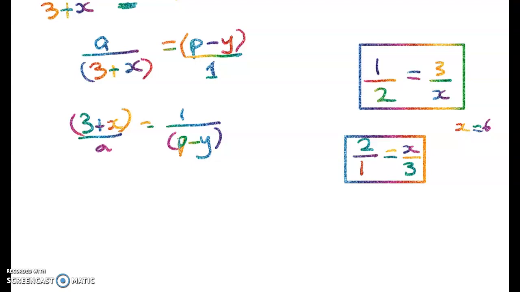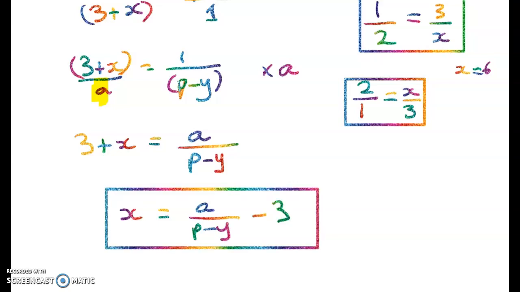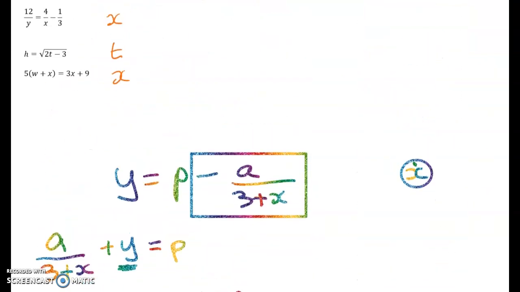Now I'm still trying to isolate the x, so I'm going to multiply both sides by a because I don't like fractions and I don't like having that underneath the x. So we'll have now 3 plus x is equal to a over p minus y. And then the last step is to subtract 3 from both sides. So x is equal to a over p minus y, take away 3. So that's the final one for that. So they are a bit of a step up on the year 10 kind.